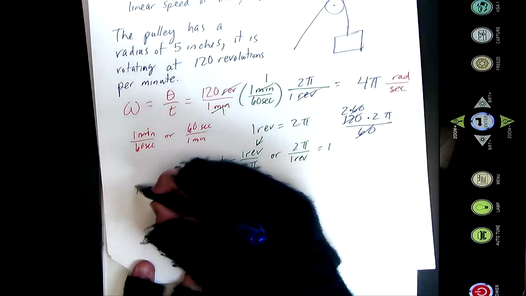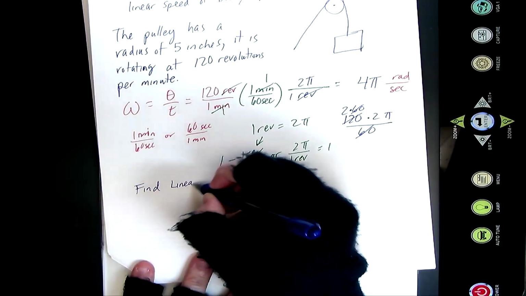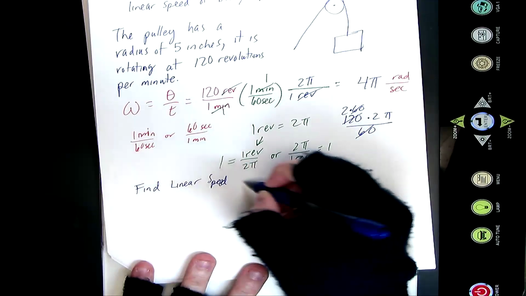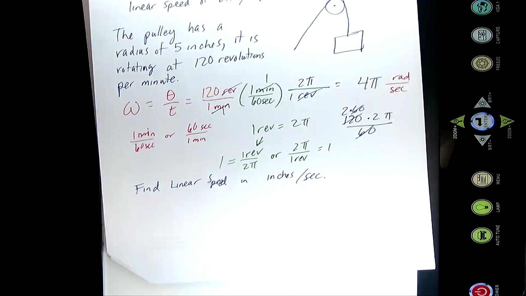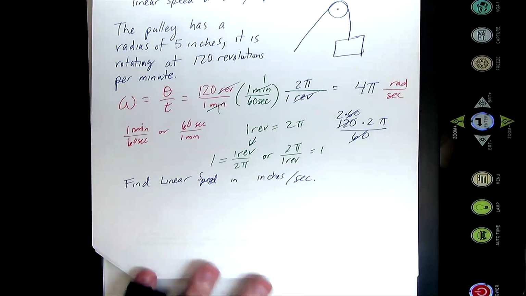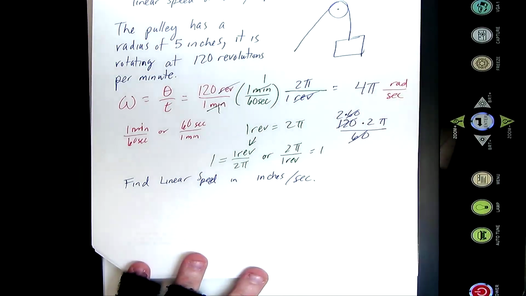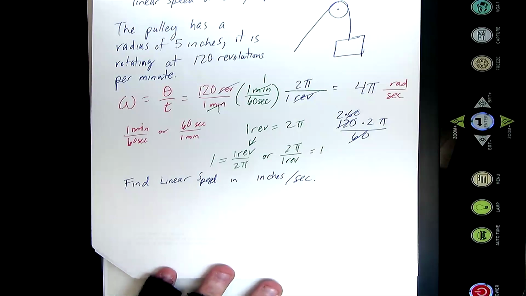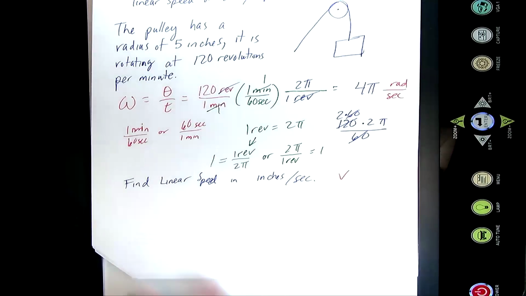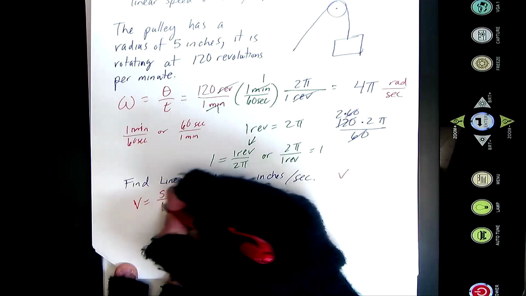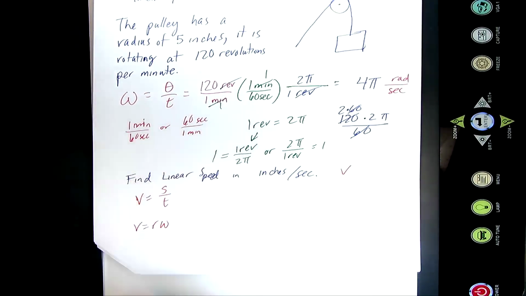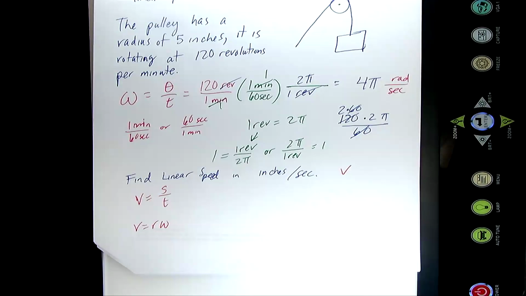Now let's find the linear speed in inches per second. So linear speed is what letter? V. So we're finding V. So we have 2 options here. We have V equals S over T or V equals R omega. Which one should we work with and why?